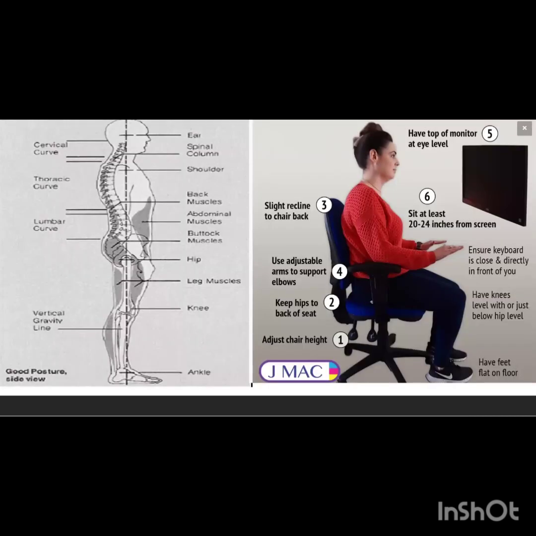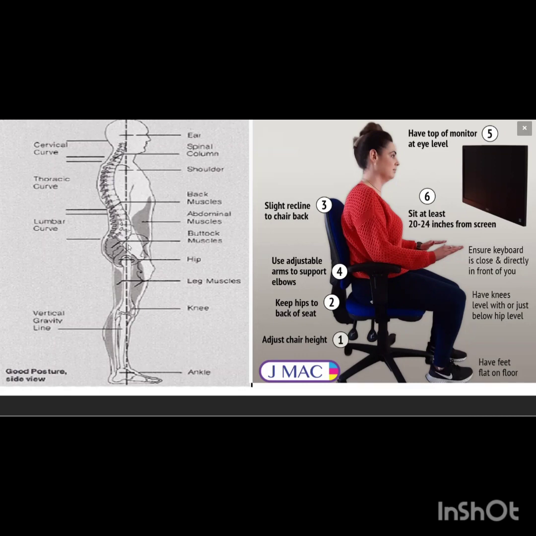Then second is dynamic posture. The body or its segments are moving, like walking, running, jumping, throwing, and lifting. Any kind of activity we do is called dynamic posture.